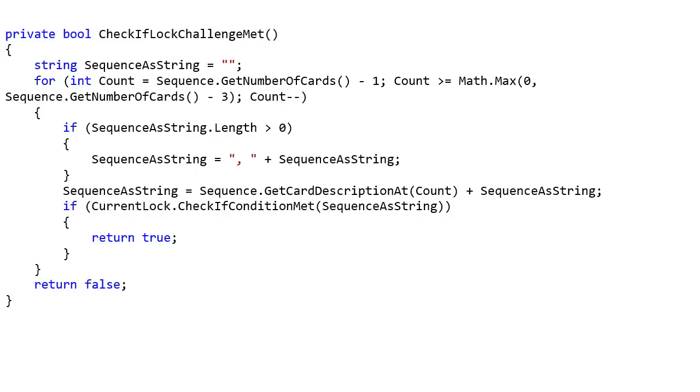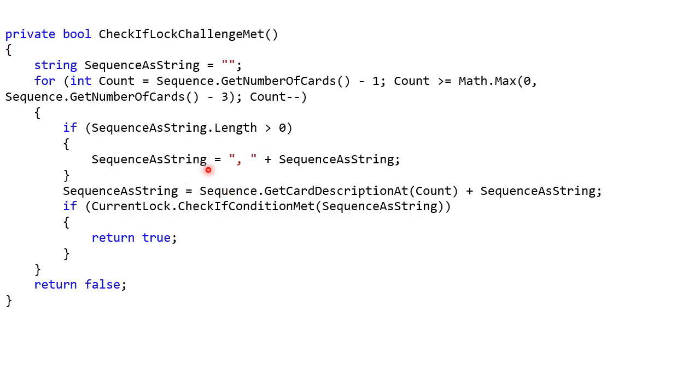It's iterating backwards from the last card in the sequence to the highest of either 0, which would be the first card, or 3 cards from the end. So you can see here it's the highest, so using math.max, the highest of either 0 or 3 cards from the end. It uses this sequence as string variable to build up a string consisting of the descriptions of the cards in the sequence. Each time it prepends, i.e. adds to the start, the description of the card to the sequence strings and puts a comma between each one.